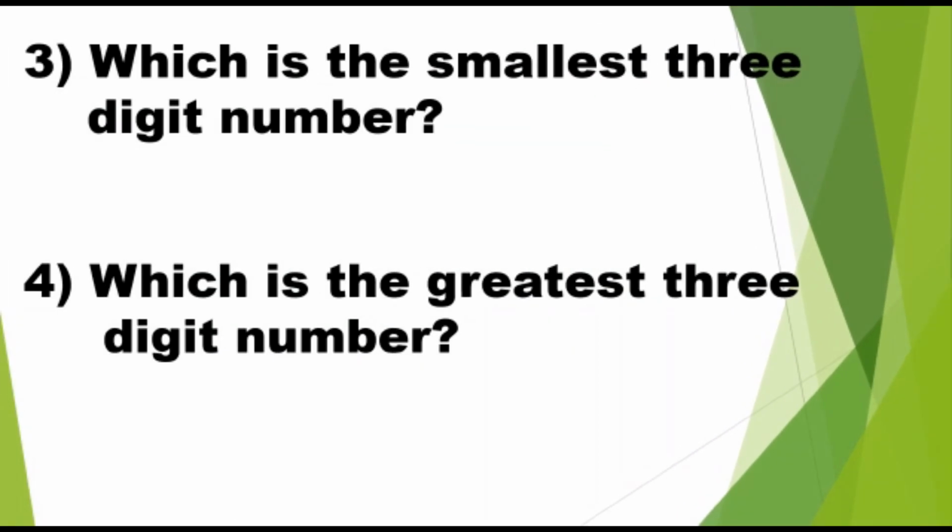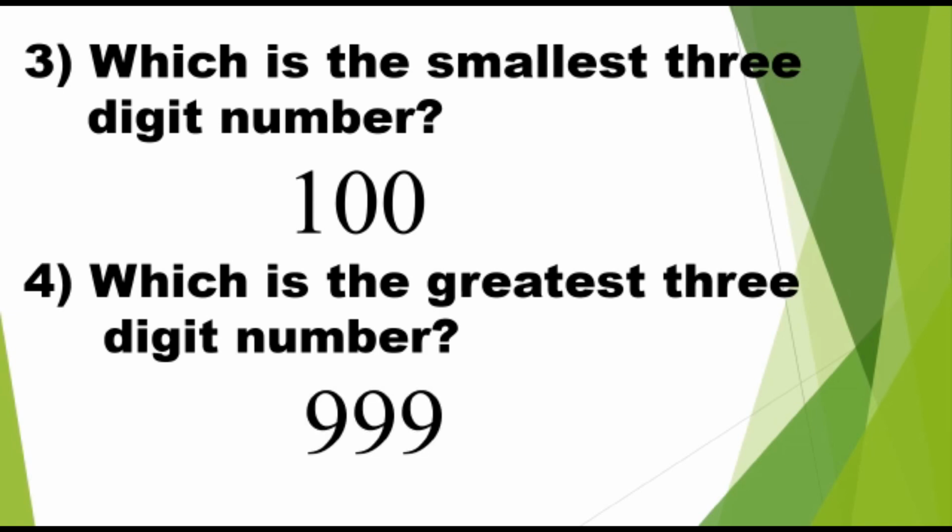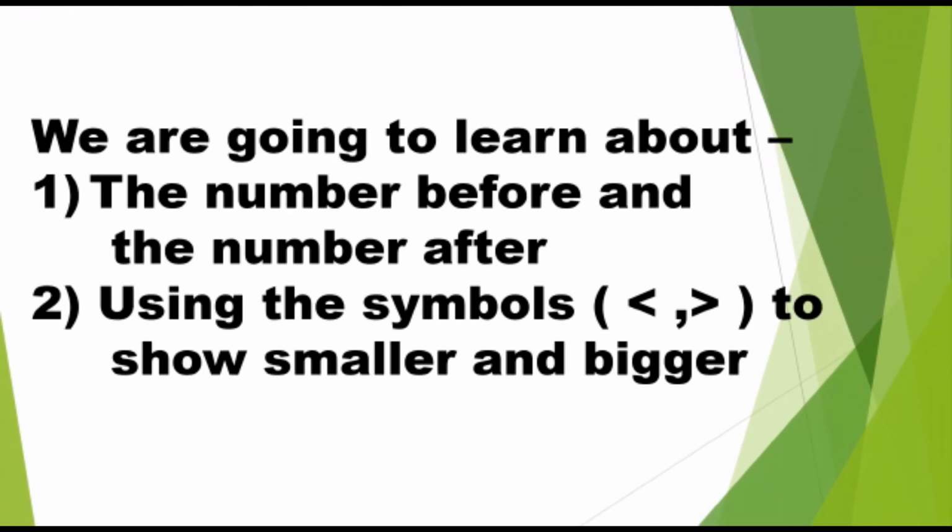Which is the smallest three-digit number? Right, 100 is the smallest three-digit number. Which is the greatest three-digit number? Right, 999 is the greatest three-digit number. In this topic, we are going to learn about the number before and the number after, using symbols to show smaller and bigger.